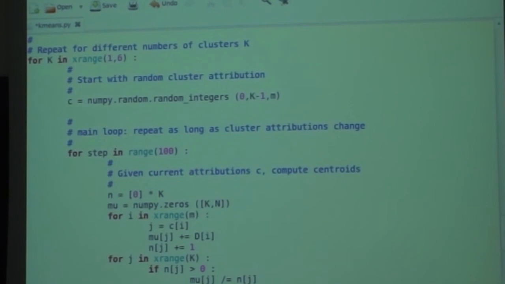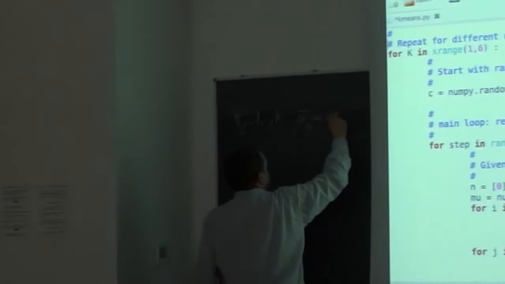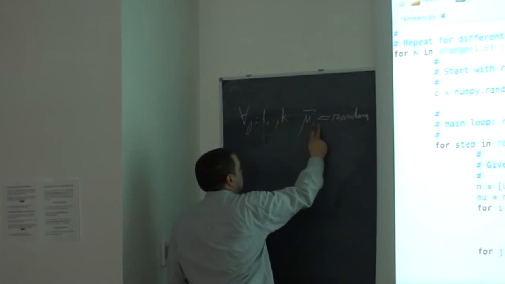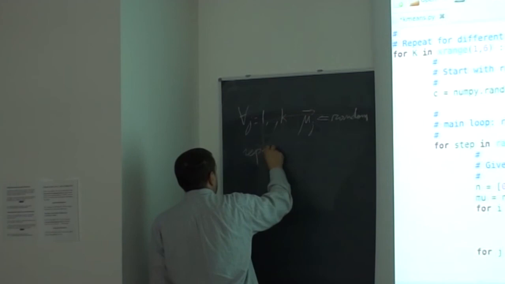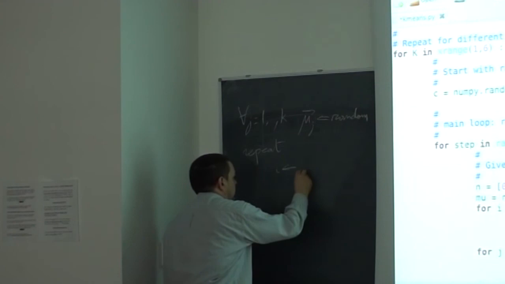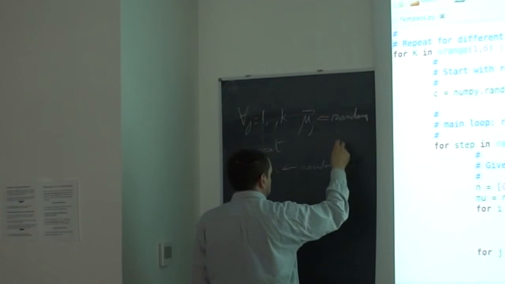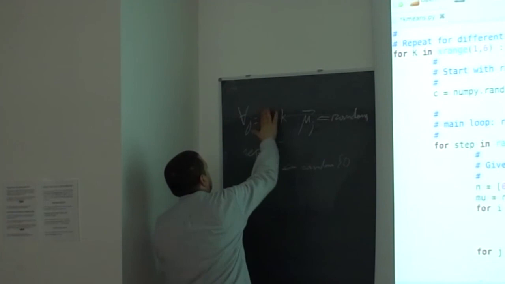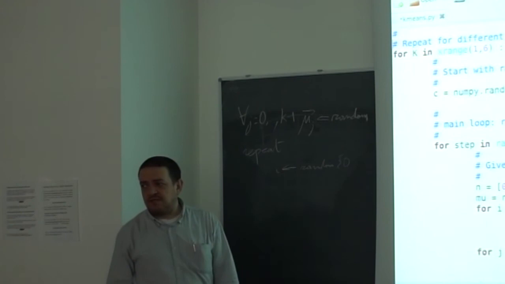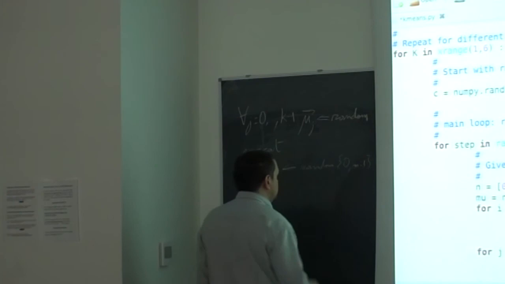So, values of mu are initialized in a random way, and then we repeat. We choose a random index. Okay, let's use the Python convention. So let's start everything from zero. A random between 0 and m minus 1, so we choose one random element.